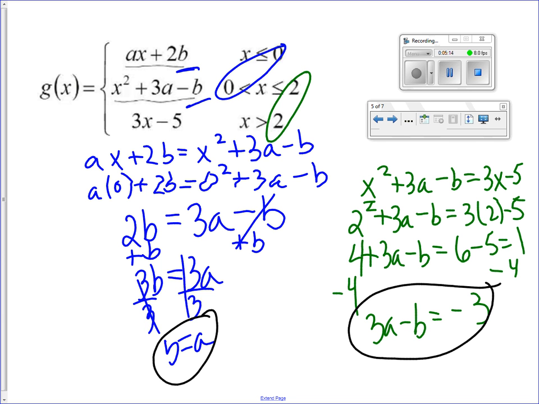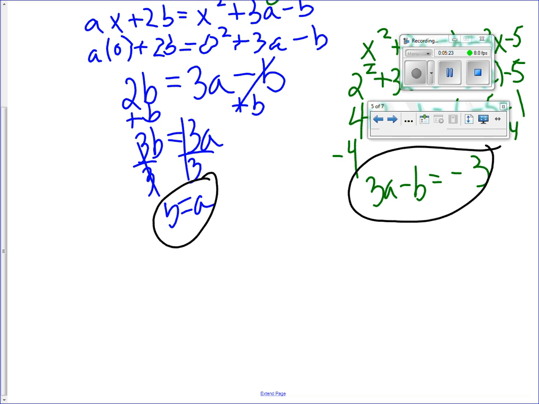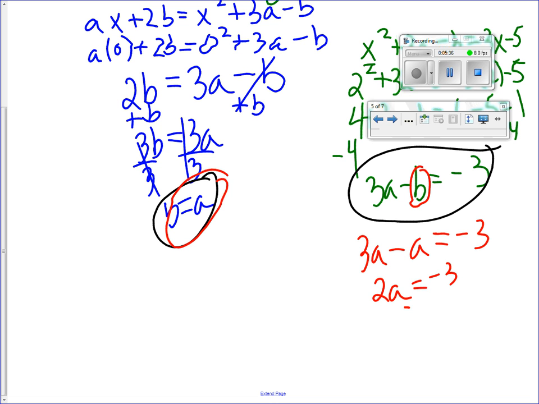You can do substitution, elimination, or you could use your Gaussian elimination if you wanted to. This one's actually a pretty easy one to do with just substitution. Since b and a are the same number, this b right here, you can replace it with an a, because this fact over here is that b and a are the same. So 3a minus a is 2a. So a is negative 3 halves. And since a and b are the same, b is also negative 3 halves.